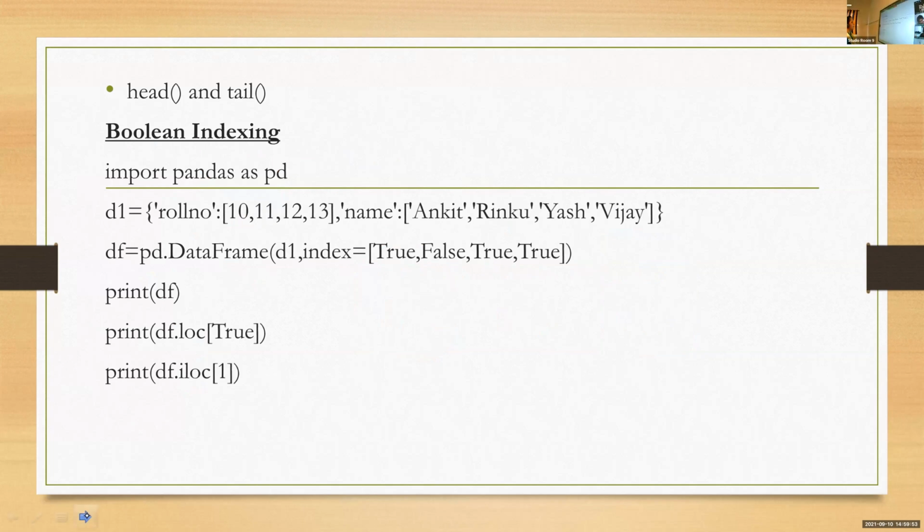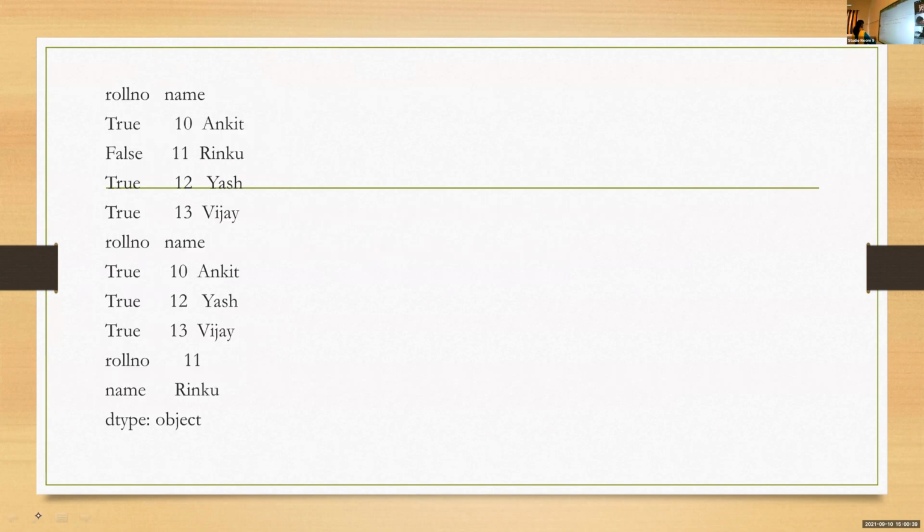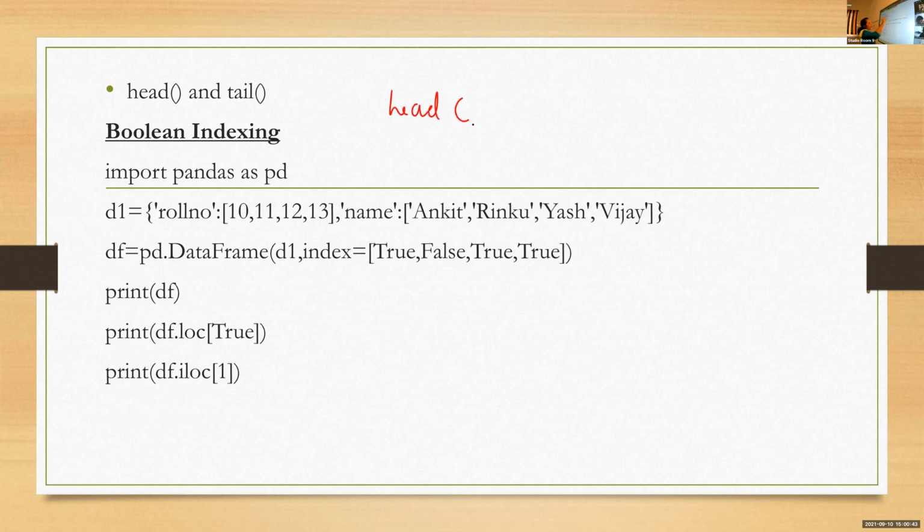So the next one is head and tail. What is head and tail? Vidur, what is head and tail? For selecting, for retrieving data. Then how can we retrieve the data? Head means from the top. Yes, Vidur, good. Head is used for displaying the first rows. How many rows will display, Raina? 5. Yes, correct. If we use the head function with empty brackets, it will display the first 5 rows. If I use head with a number 2, it will display the first 2 rows.